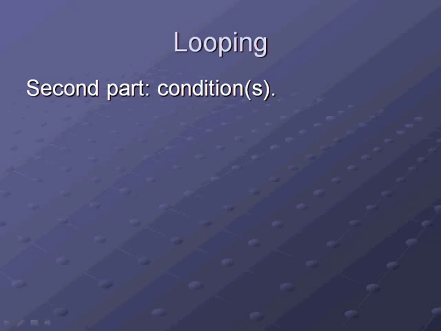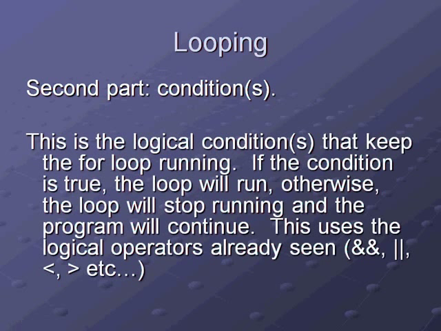The second part of the loop are the conditions. So this is the logical condition or conditions that will keep the for loop running. Now if the condition is true, the loop will run. Otherwise the loop will stop running and the program will continue. And this section makes use of the logical operators we've seen: logical and, logical or, less than, greater than, etc. Okay, and a bunch of the others.